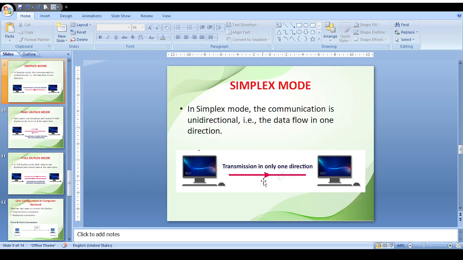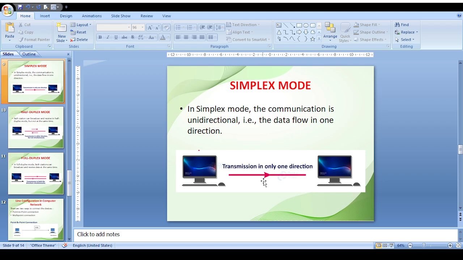First we learn about simplex mode. In simplex mode, data flows in only one direction, that is unidirectional, from sender to receiver and not from receiver to sender. For example, think of a radio broadcast.